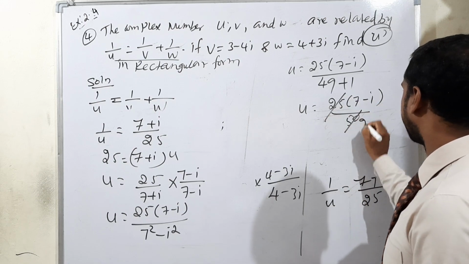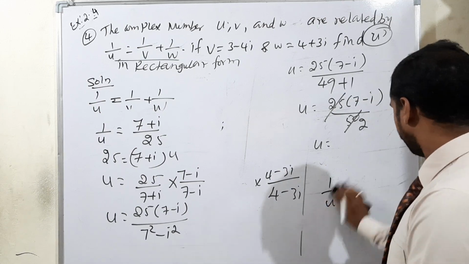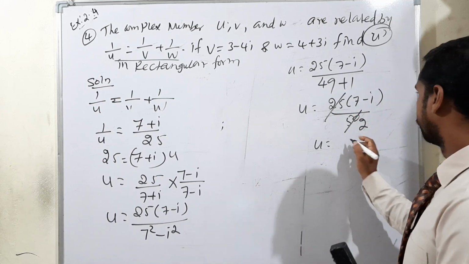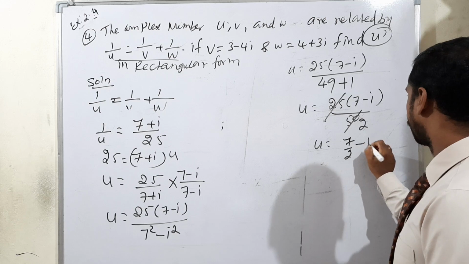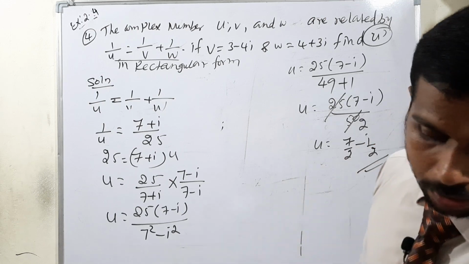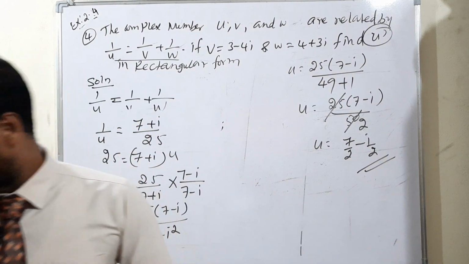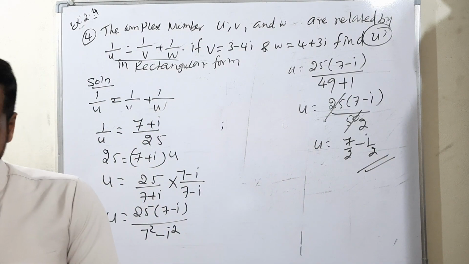So 25 and 50 cancel, that means 2 times. Then the final answer: u is equal to 7/2 minus i/2. This is our final answer. One of the important questions. So do more practice, then only you will get a clear idea. Then I will continue with the next question.